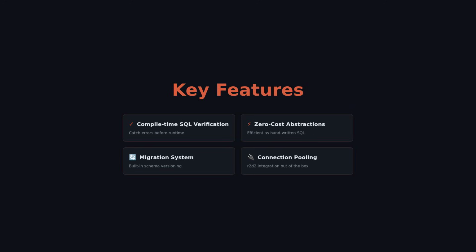Second, zero-cost abstractions. Diesel queries compile down to SQL that is as efficient as handwritten SQL. There is no runtime overhead for the ORM layer. The query builder generates optimal SQL. Third, migration system. Diesel has a built-in migration system that has been refined over years. You create migration files, Diesel applies them in order, and it tracks which migrations have been run. Schema versioning is handled automatically. Fourth, connection pooling. Diesel integrates with R2D2 for connection pooling out of the box. Production-ready connection management is one import away.